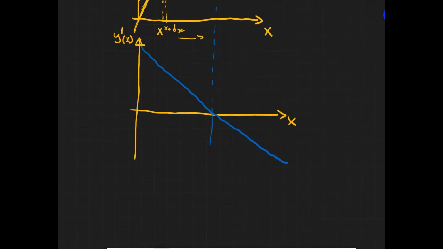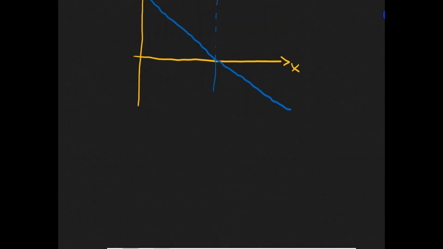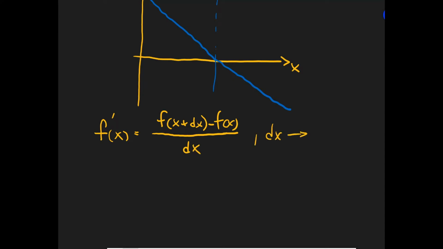So what we really did here was the following. We defined a new number, a new slope, which is nothing else than this object here: f of x plus dx minus f of x over dx, and this is where you can see that dx cannot be 0, but it will be, of course, close to 0.